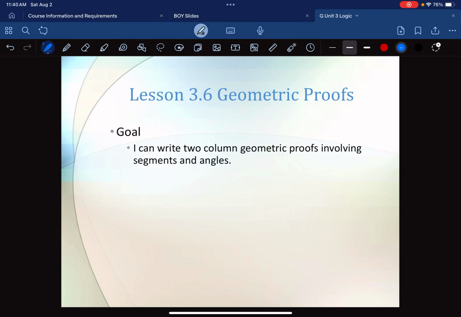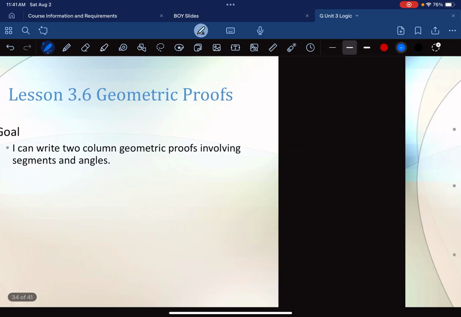All right, this is lesson 3.6, geometric proofs. So now this is the big one. This is like the culmination of our whole unit, being able to write a geometric proof. So I can write a 2-column geometric proof involving segments and angles. Some of our proofs are going to involve just segments and segment addition and things like that, and others are going to have angles in them. So let's look at some of these here.